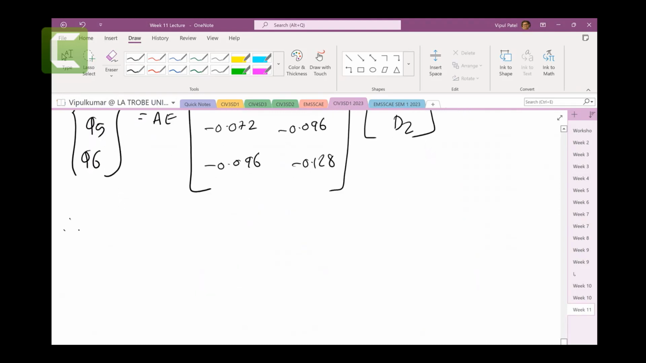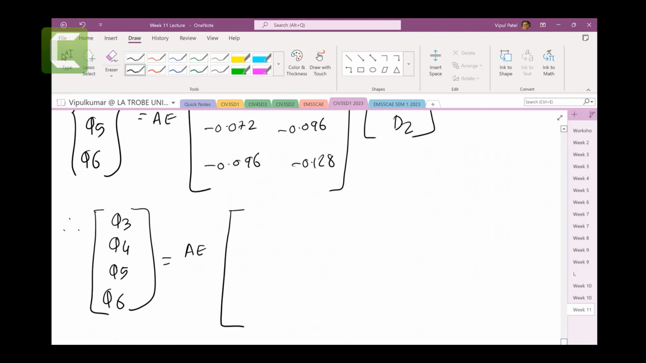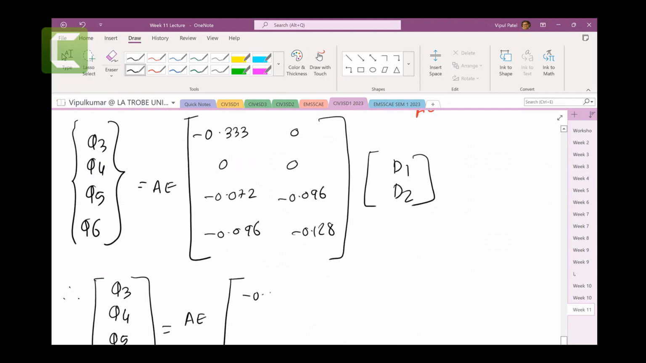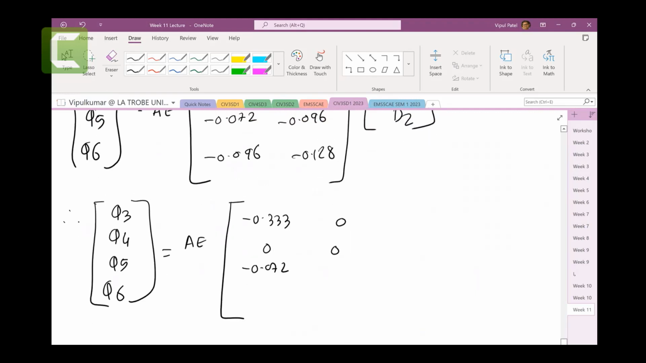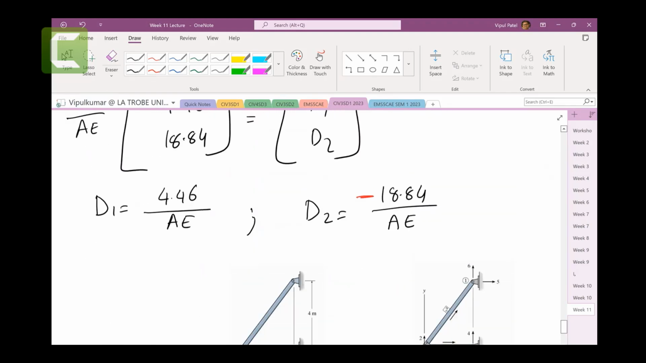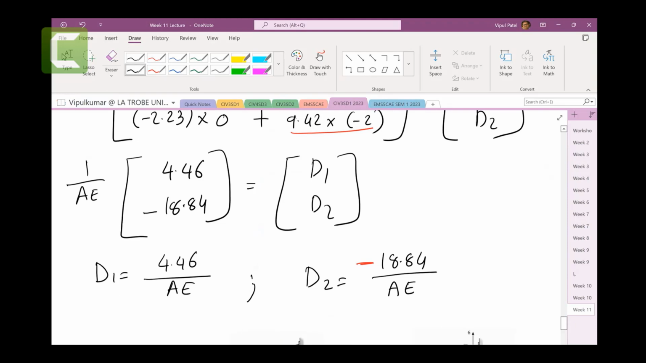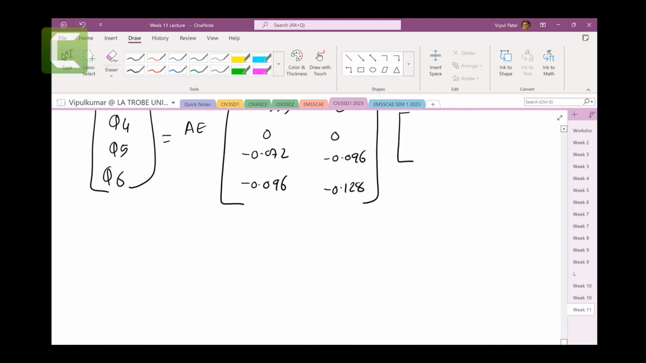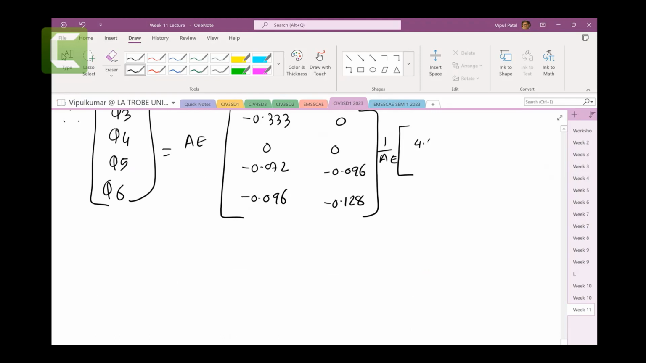Now we can substitute the values: Q3, Q4, Q5, and Q6 is equal to AE. This value was minus 0.333000, minus 0.072, minus 0.096, D6, minus 0.128. And D1 and D2, we're going to substitute that one. This is minus, by the way, 4.46 and 18.84. 4.46 minus 18.84, right?